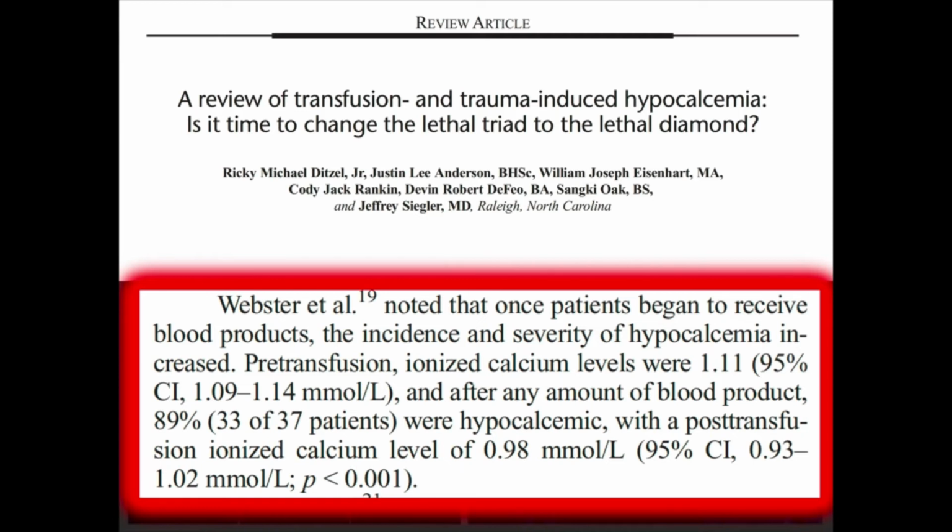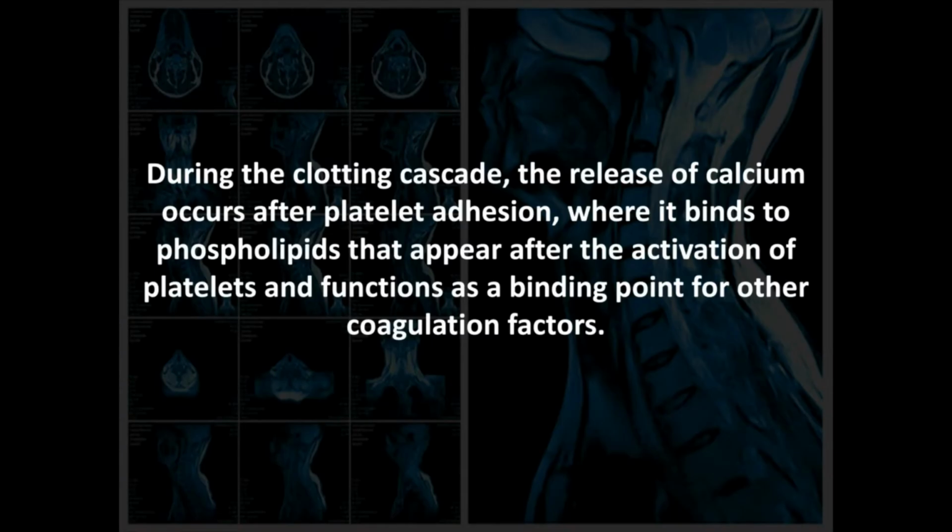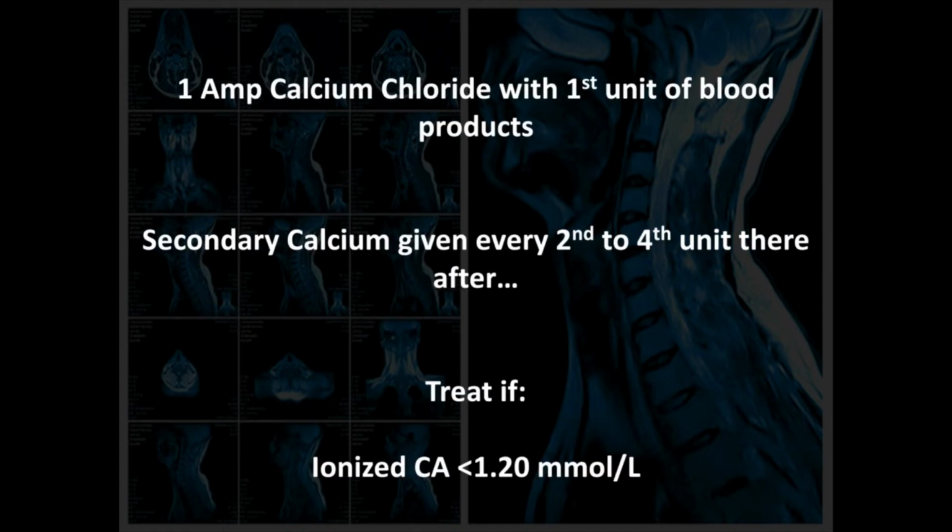Pre-transfusion ionized calcium levels were 1.11, again, because they're bleeding out, they're losing that calcium load. But after any amount of blood products administered, 89% were hypocalcemic, with a post-transfusion ionized calcium of 0.98 millimoles per liter. Remember, again, normal is 2.2 to 2.6. So that, again, is significant.